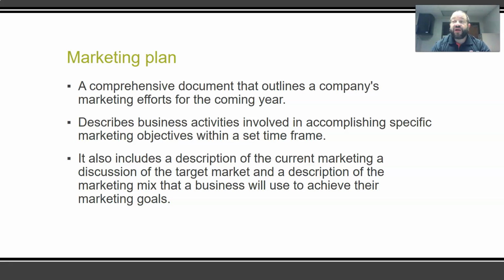And this might vary. For example, in the case of a new movie coming out, if it's a big budget, huge blockbuster movie, you're going to see a marketing plan that goes a year or more before its release, right? However, if it's a smaller budget movie, you might not have that same marketing procedure in place, right? So there you go. It describes business activities involved in accomplishing specific objectives for that time period, right?